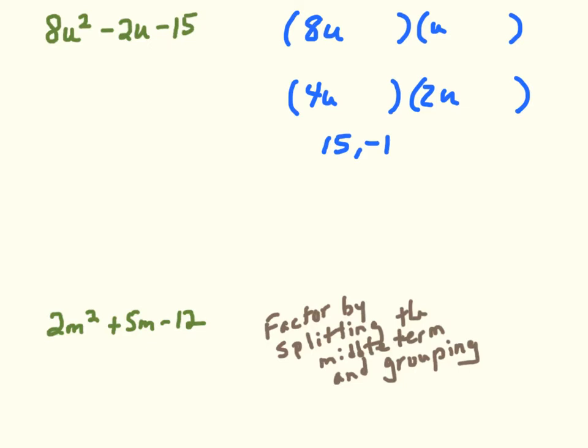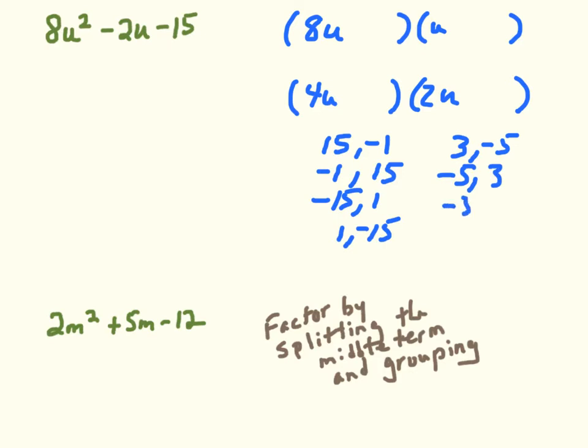Because you have different numbers here and here and here and here and here, that means different possibilities for the O and the I of FOIL to generate this middle term. So you also have negative 1 and 15, just reverse the position of those, then change the signs the other way and make this negative 15 and 1, or 1 and negative 15. And then you have the possibilities with 3 and 5: 3, negative 5, negative 5, 3, negative 3, 5, and 5, negative 3.